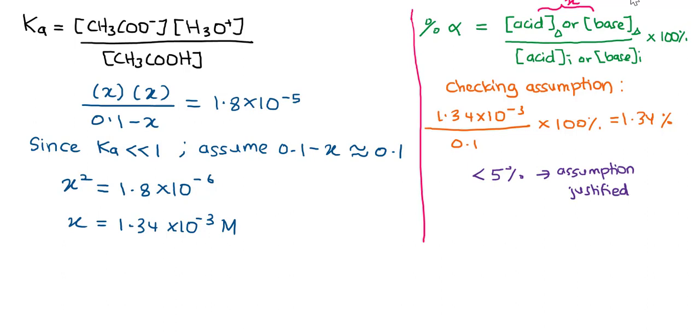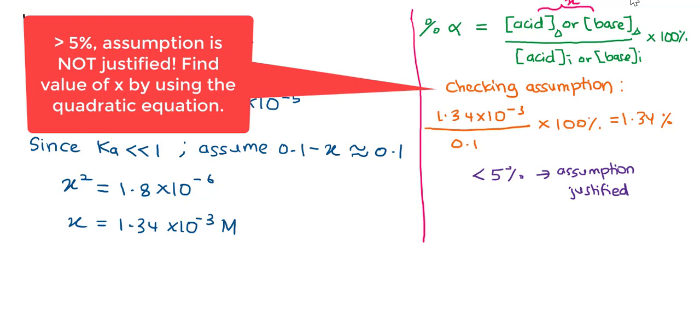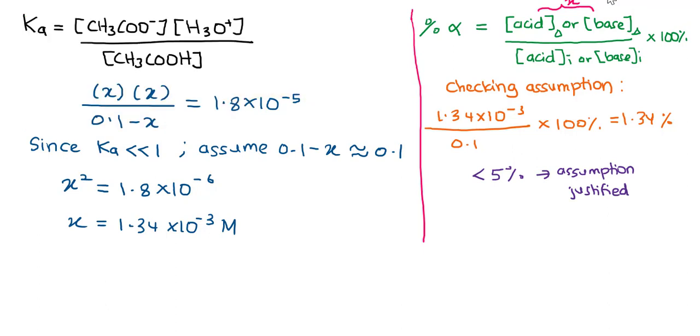If the percentage dissociation is less than 5%, it means that our assumption is justified. So we can assume that 0.1 minus x approaches 0.1. But if the percentage dissociation is bigger than 5%, we cannot make this assumption. So what you need to do is do it all over again and find the value of x from the quadratic equation.